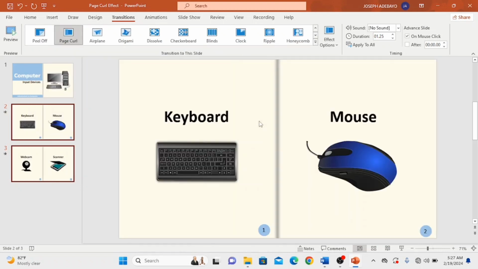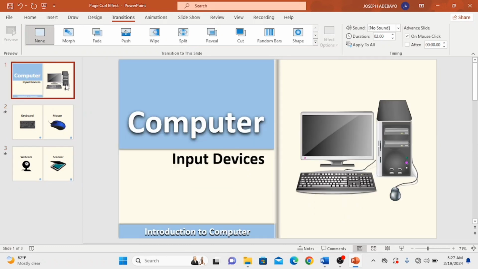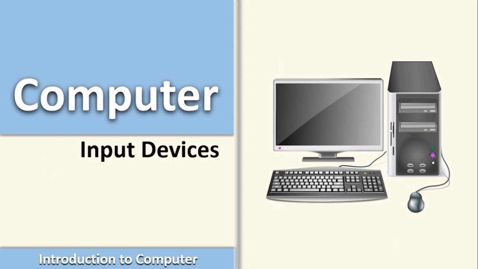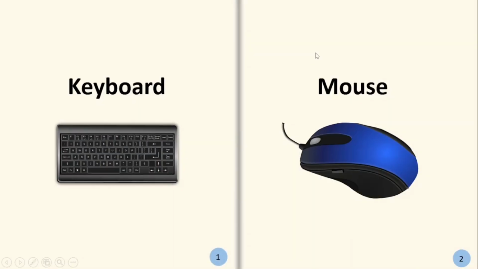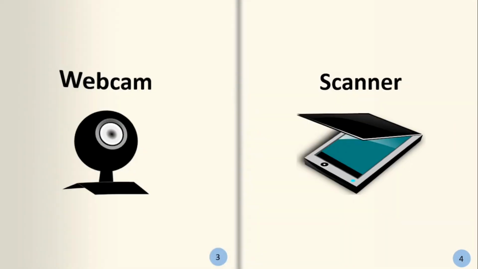Can you see? Now let's preview it in slide show mode. I'm going to come to this first one, then preview it. To preview it in slide show mode, click on this icon. Click on it, and you are going to see how it flips right now. Can you see how awesome it is? This is how you can create a nice, beautiful flipbook animation in PowerPoint.